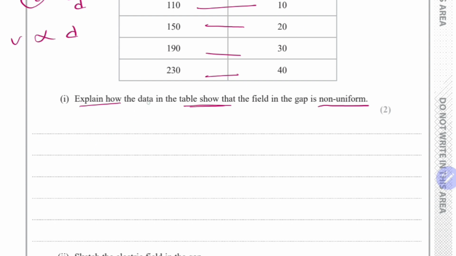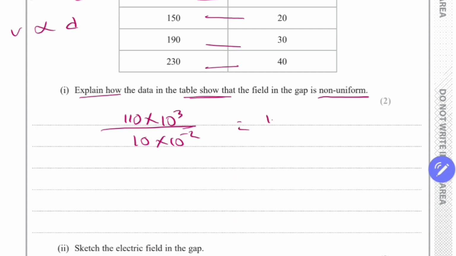We just have to divide it. We have to convert it first to volts and to meters. 10 to the power 3 divided by 10 times 10 to the power minus 2 gives 1.1 times 10 to the power 6. For this one, it varies a lot. The gap between them is not proportional to each other, so therefore it's not uniform.